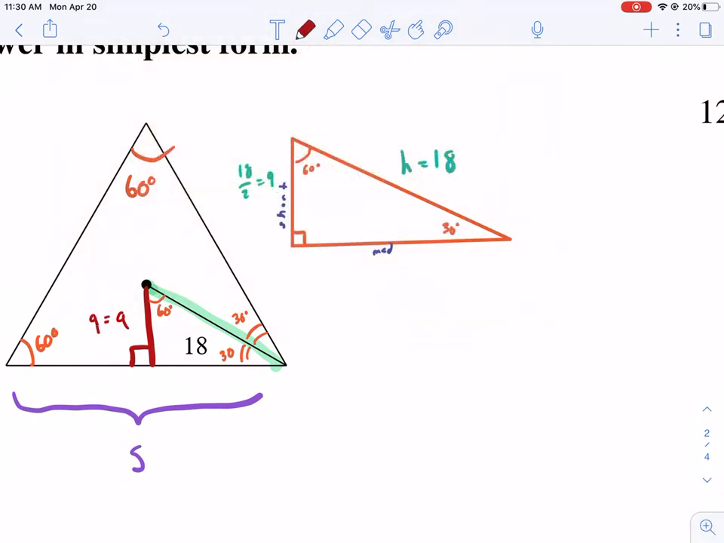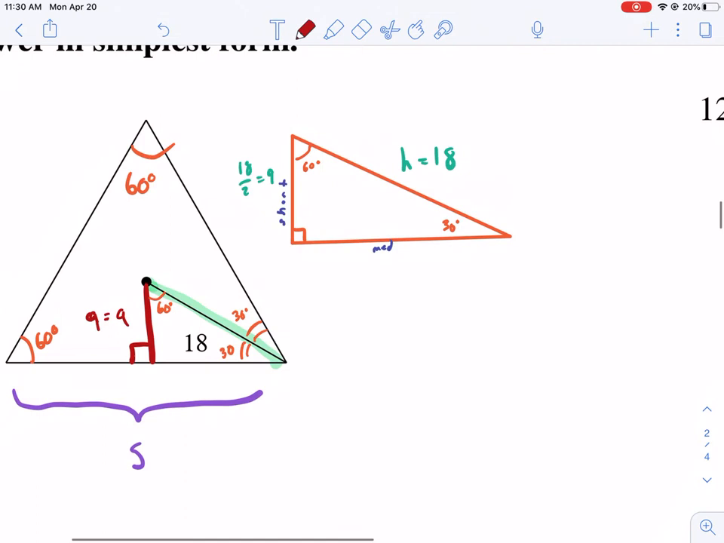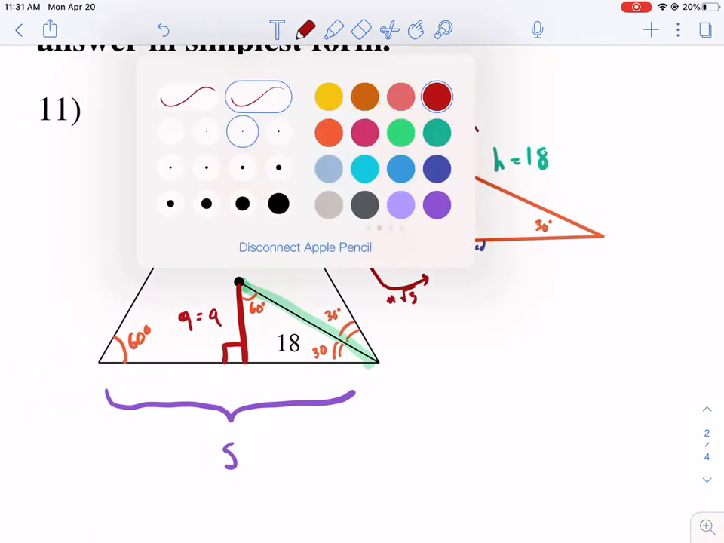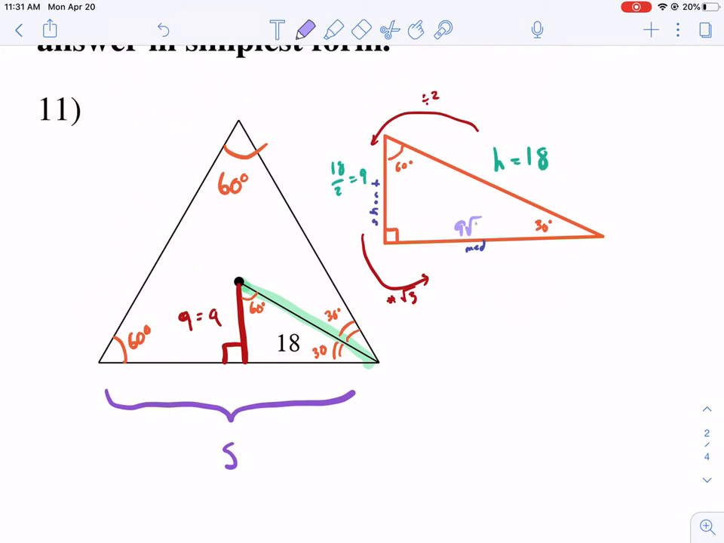That's not enough though. So we also need to know the length of the side. How do we do that? Well, from the short side, we divided by 2 here. From the short side to the medium side, we multiply by radical 3. So we know that this part of the triangle is going to be 9 radical 3.